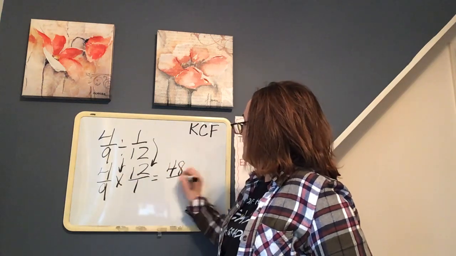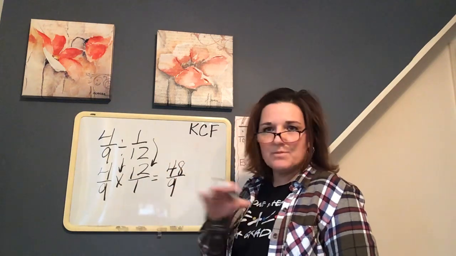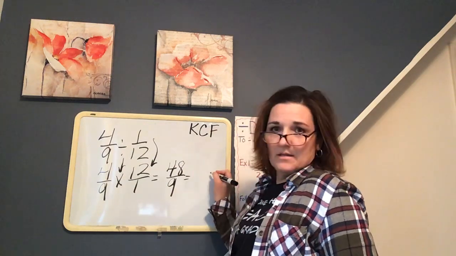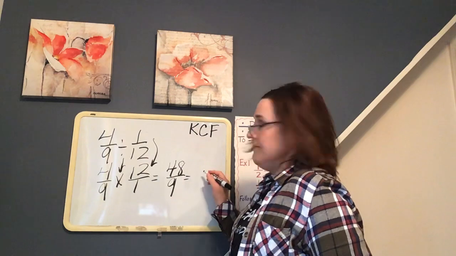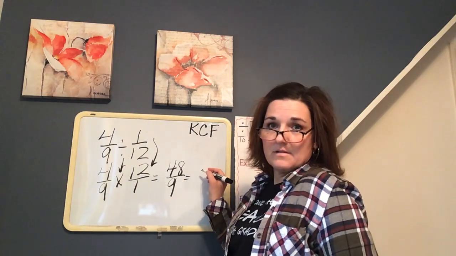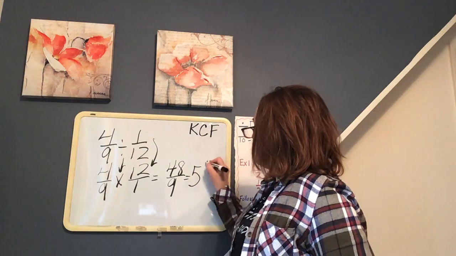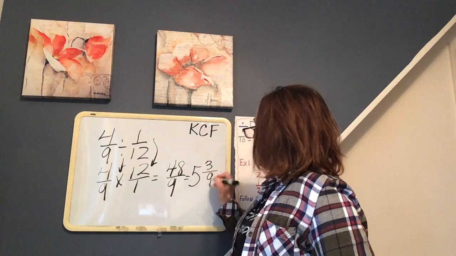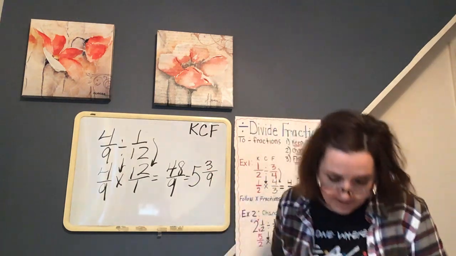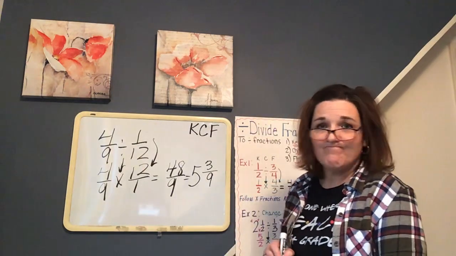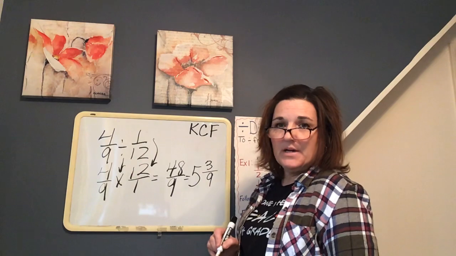48 over 9. Because remember, we're just multiplying straight across. 9 goes into 48. 9 times 5 is 45. 9 times 6 is 54. And again, 3 left over. Ooh, this is a good one. 5 3/9.